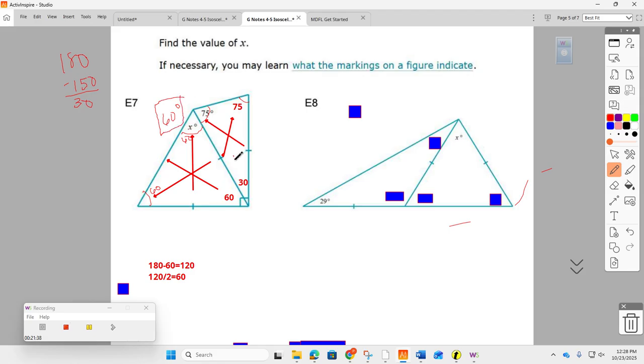Does that make sense, Jatavia? Are you writing it down? Okay. Does that make sense, Maya?